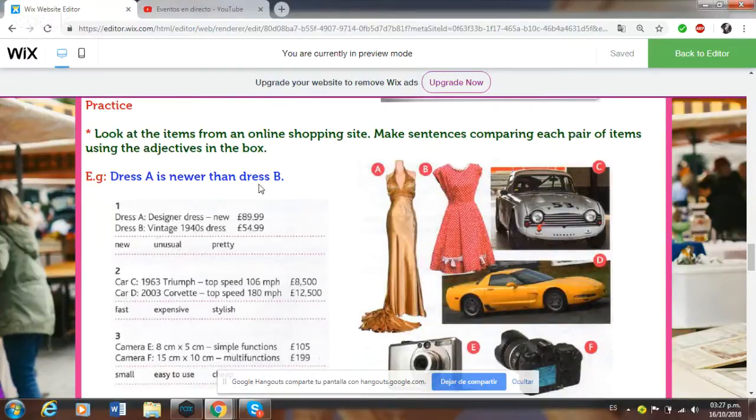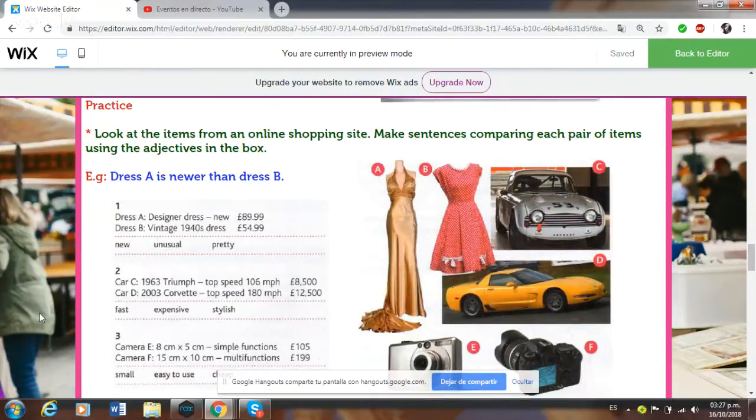As you can see in the first example, we used an adjective from the box, that is new, to create the sentences. Then you need to make sentences taking into account the adjectives from the box. For example, dress A is newer than dress B, new, with unusual. What do you think with this adjective? Pretty, with pretty, taking into account these two dresses, dress A and B.